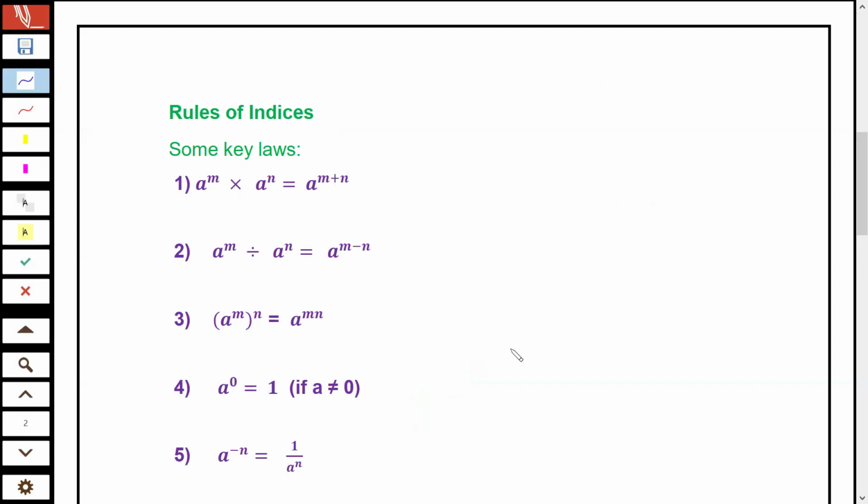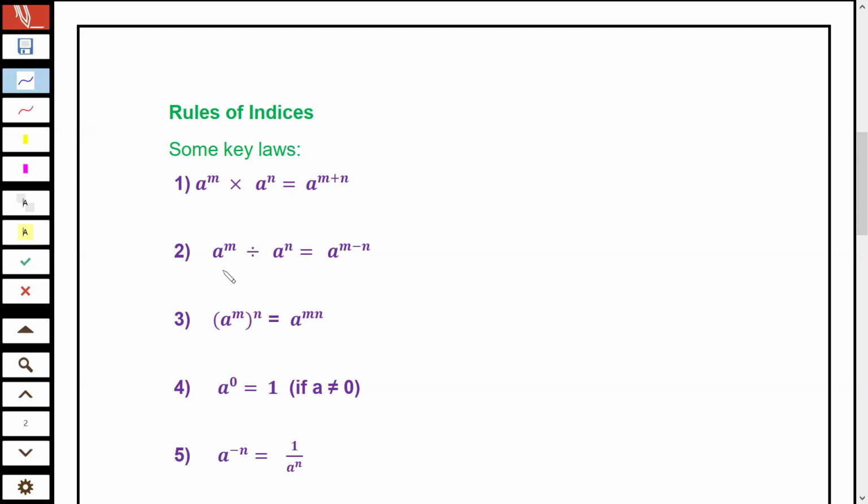We have basically five key laws of indices, starting from the first law that says that when you're multiplying the same base with different indices, multiplication becomes addition. So we add the powers. In this case, a to the power of m times a to the power of n is equal to a to the power of m plus n.